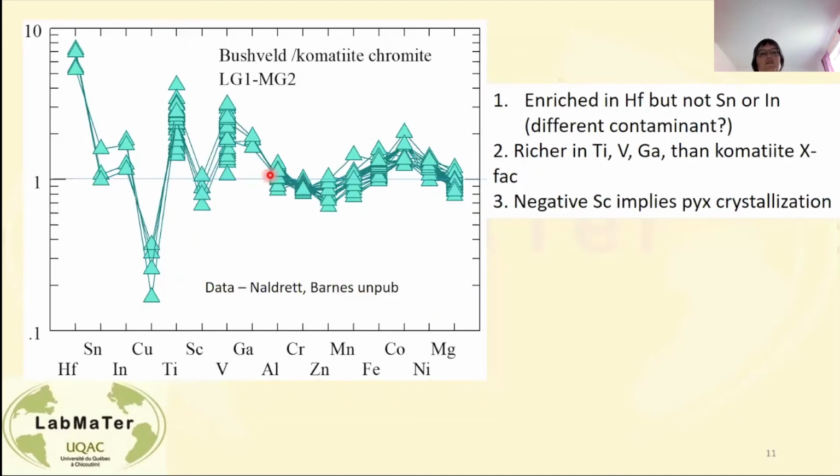The Bushveld is more complicated because there are more layers. So the lower group chromites through to the Mg2, we have some evidence of contamination from hafnium, but it doesn't agree. We have strong negative scandium anomalies, probably due to the pyroxene crystallization, and enrichment in gallium and a bit of vanadium. Otherwise at about Komatiite levels.